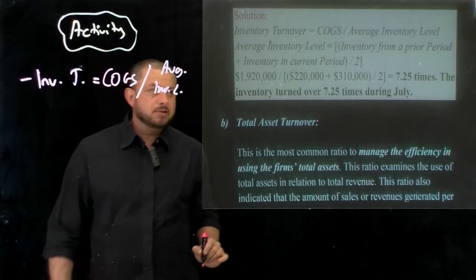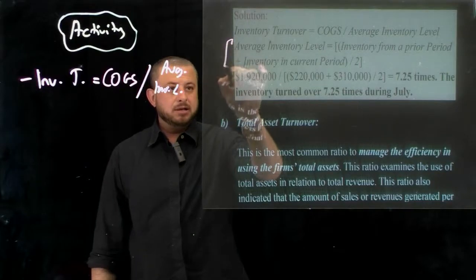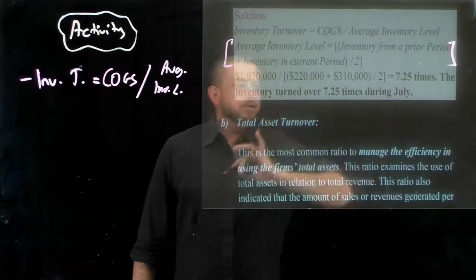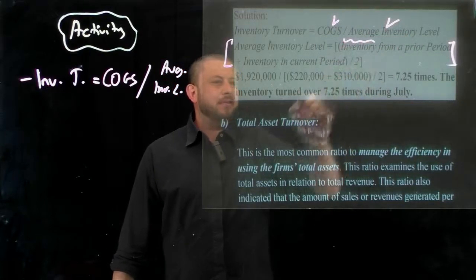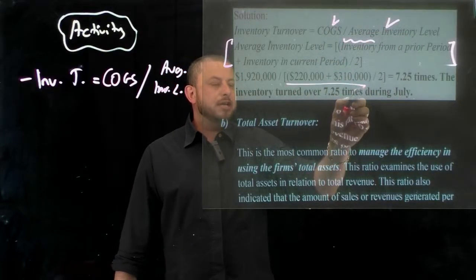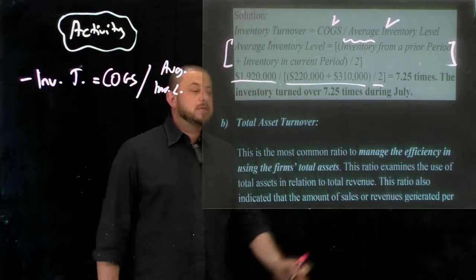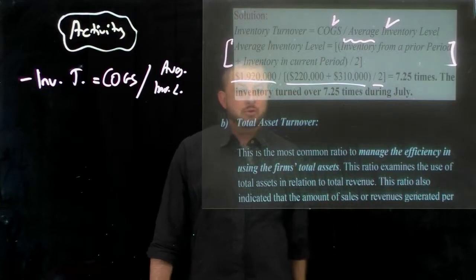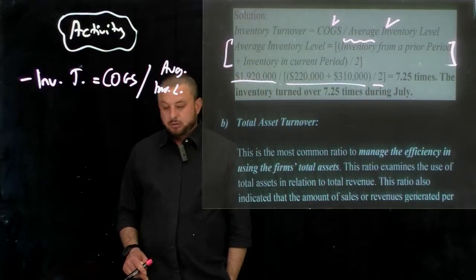Average inventory levels is the equation for this. I'm not going to go over the average portion of it because you already know, and every single component is given. I can take the average by combining the two inventory values and dividing by 2, and the COGS is also given to me. The result is 7.27 times. The inventory is turned over 7.25 times during July.